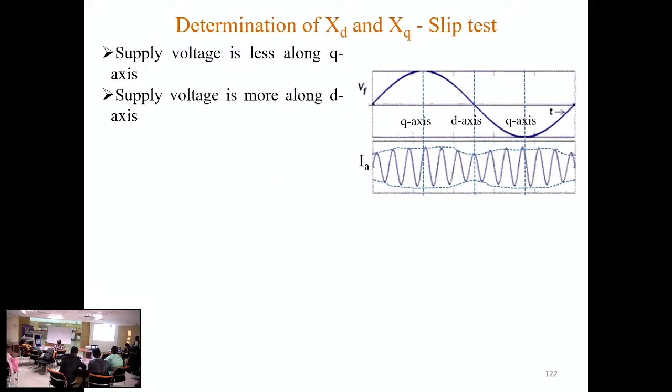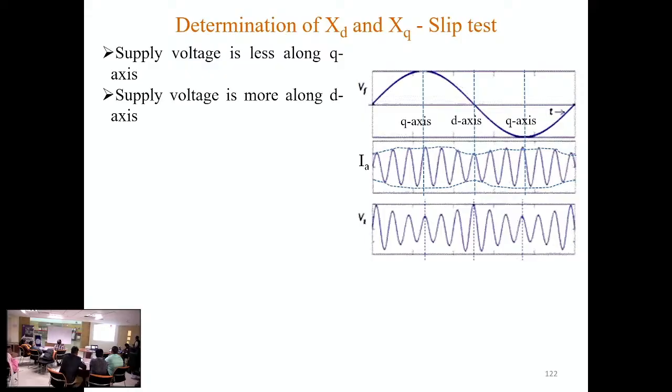Okay, so in that case, this is the variation of voltage. See, when current is more, voltmeter reading is less. When current is less, voltmeter reading is more. And its variation follows the same variation as that of the armature current. That means this envelope will have the same frequency as the envelope of the armature current, that is 2SF.